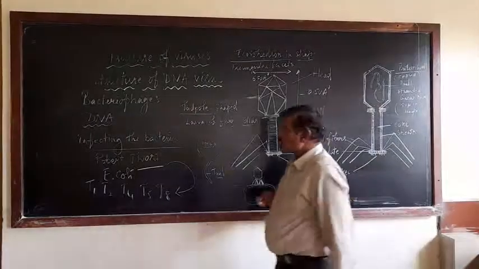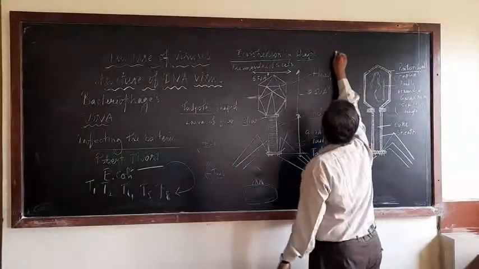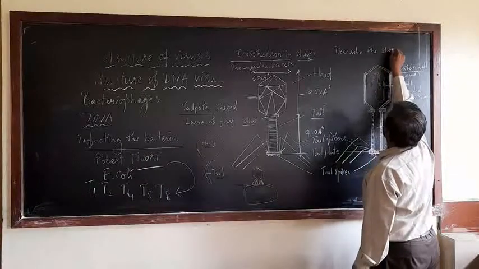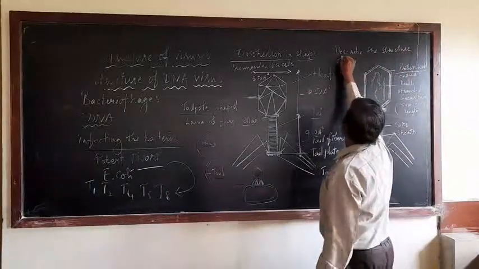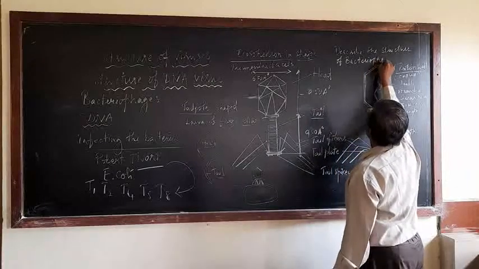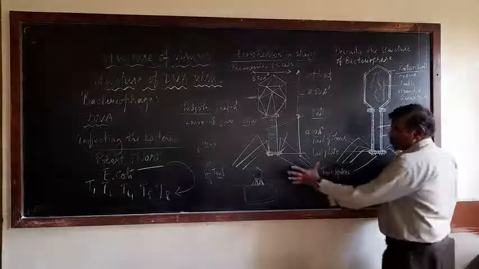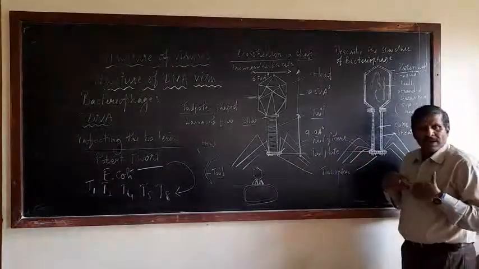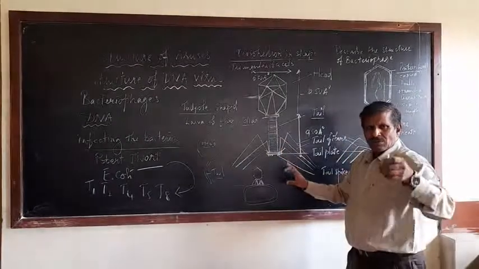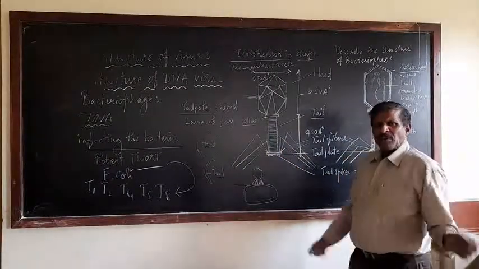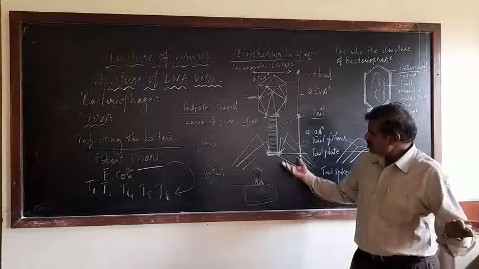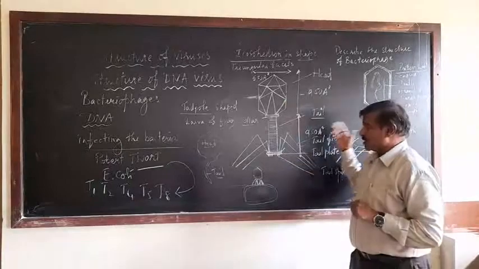In your examination, questions may be asked, particularly the 5-mark question. A 5-mark question can be asked like this: Describe the structure of bacteriophage. If the question is asked, you have to draw these two diagrams, label the parts, and explain. You should write the points by looking at the structure. Always cultivate the habit of writing the explanation by looking at the diagrams. It becomes so easy, and it is very easy to form sentences by looking at the diagrams.